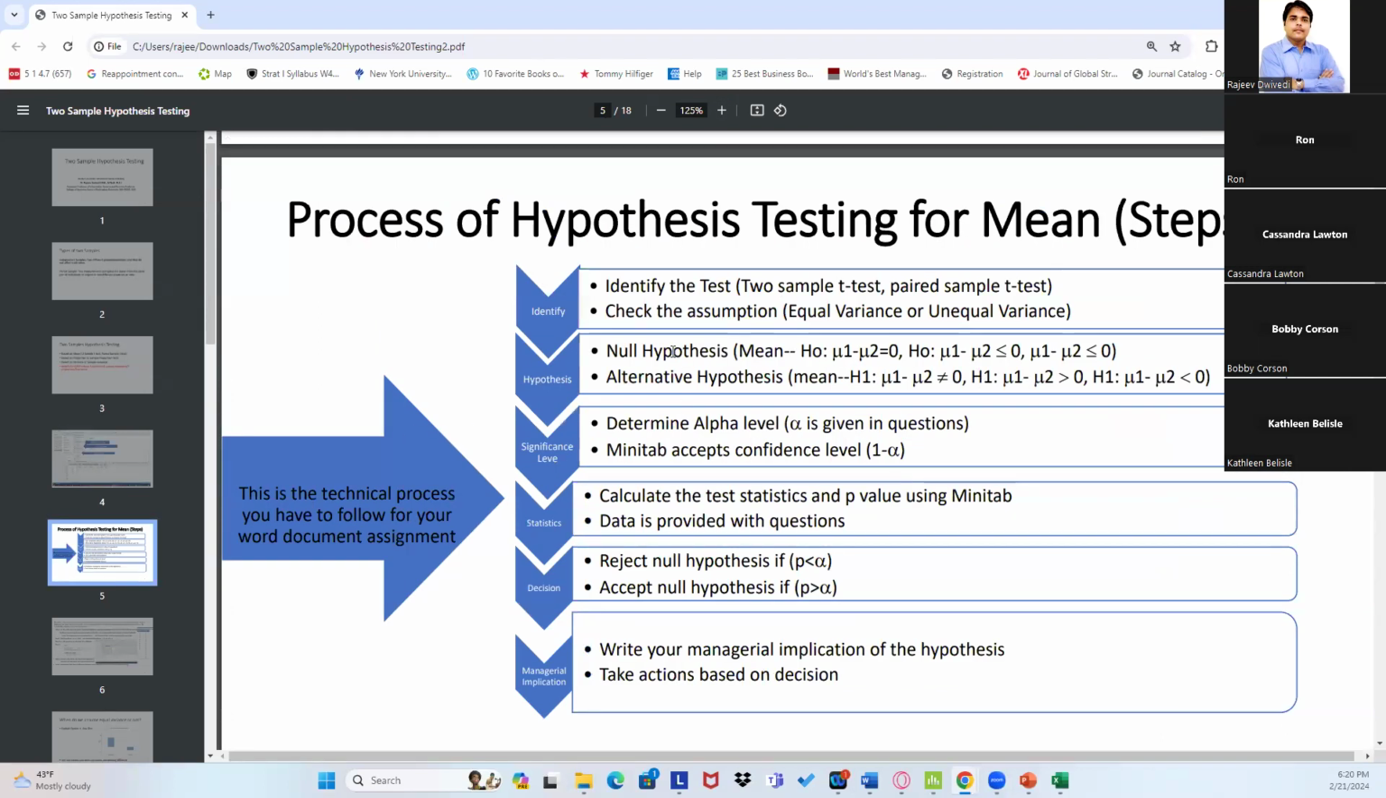Then the null hypothesis. You need to carefully understand what is the requirement of null and alternative hypothesis. What is the null hypothesis? Make sure that mu1 is the first sample and mu2 is the second sample.